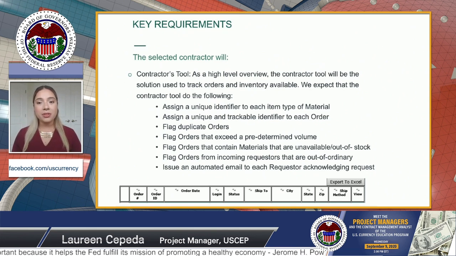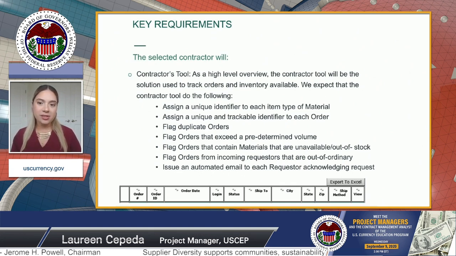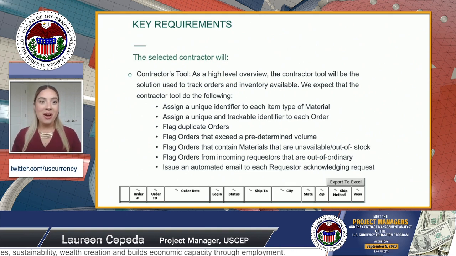We also expect the tool to issue an automated email to each requester acknowledging their request for materials. At the bottom of the slide, I included a little look into what our current tool looks like when tracking our orders. So overall, within the tool, we should be able to track our inventory and track our orders, which is helpful for us to stay on top of making sure that orders for materials are being completed and to be on top of the inventory volume as well. We can absolutely provide more details on this tool later on if needed, but everything is included in our SOW. So next slide.